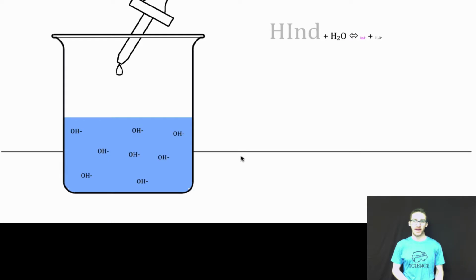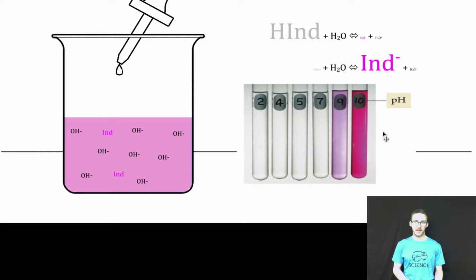Let's think about what happens when we add a couple of drops to a basic solution. Bloop, bloop. Think about your equilibrium. There's a lot of hydroxide. It's going to remove a bunch of the hydronium and shift the reaction to the right. Boom! So in a basic solution, phenolphthalein is mostly going to be in its conjugate base or pink form. And that's why in heavily basic solutions, you'll see that nice deep pink color.